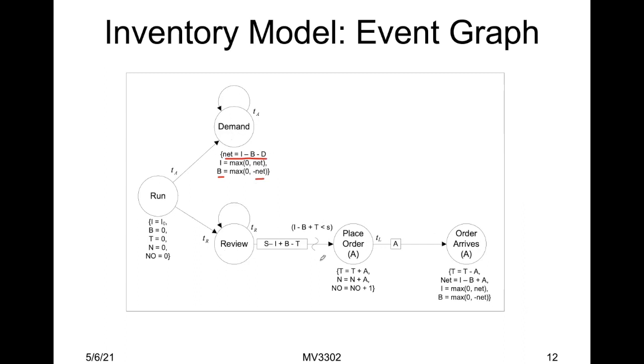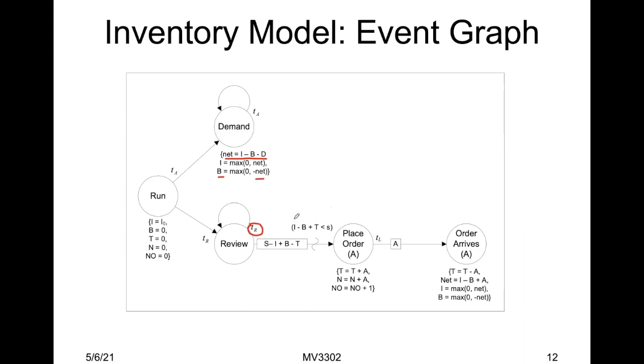But here's the kind of the crux of the thing. Now here, my review, interestingly, has no state transitions, but it's just an event whose only purpose is to figure out whether or not it can place an order. And it's going to occur periodically with my time between reviews. Remember that for this model, that's a constant value. Okay, so let's look at the condition.